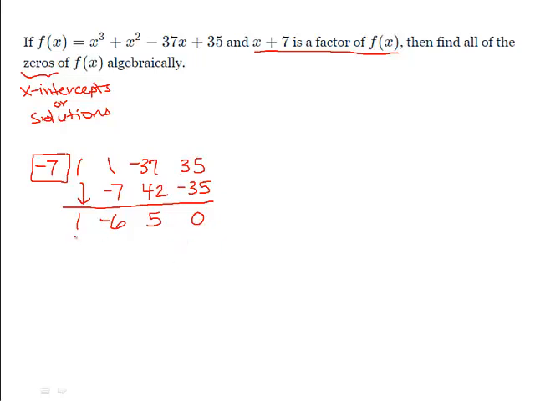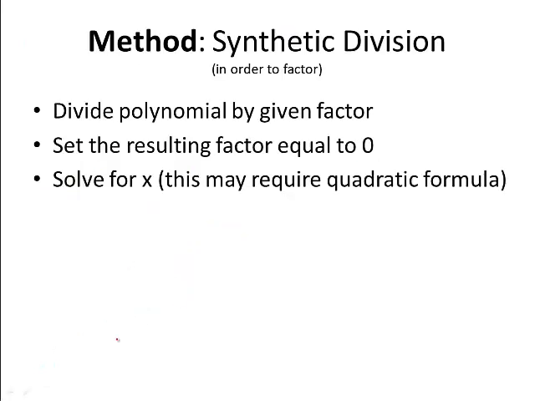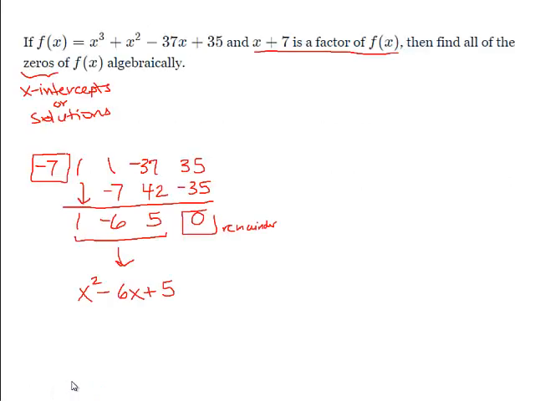But remember, this is what we were really looking for. This is telling me that there is a factor of x squared minus 6x plus 5. Remember that this is the remainder. And then if we go from right to left, this is constant, linear, quadratic, and we could go up from there if we want. Here's our other factor. If I go back to my directions here, it said set the resulting factor equal to 0. Okay, I can do that. So I can solve this now.